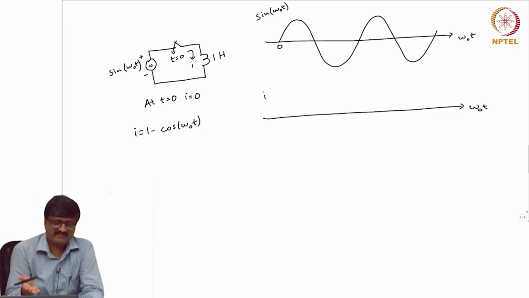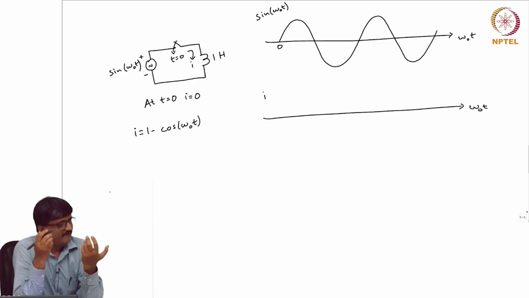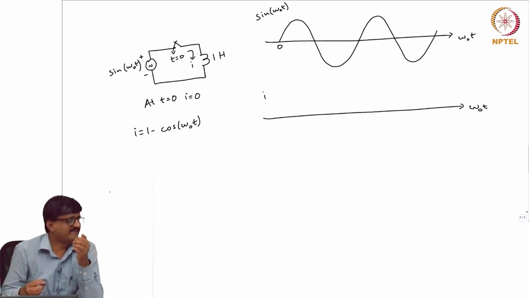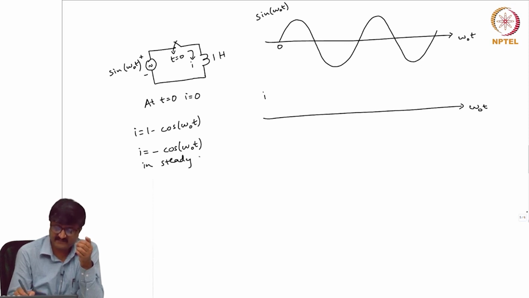Now this is actually an ideal circuit. We have ignored the resistance. It is not that resistance is 0. We have ignored it. So in any circuit that we study in engineering, when we say resistance is not there, it does not mean that it is not there. It is ignored. It is a small value. That's all. So when we plot the waveform, we still say that I is minus cos omega_0 t in steady state. So what I want is the steady state.